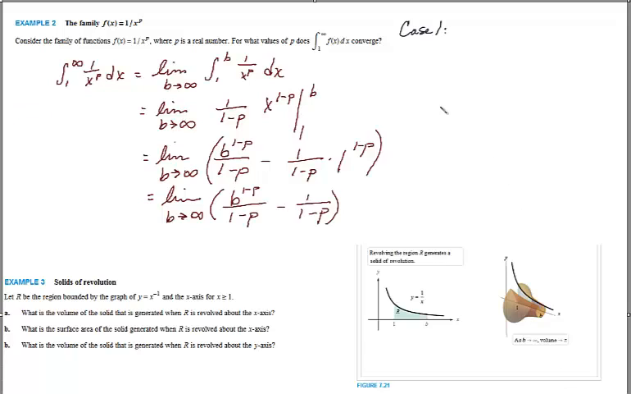Alright, we'll look at our different cases now, because this is going to be different depending on what p is. So if p is, let's go ahead and do the greater than 1 first. If p is greater than 1, this b is going to be to a negative exponent, which means it'll be in the denominator. And if it's in the denominator, then this term goes to 0, and all I'm left with is, let me write that down.